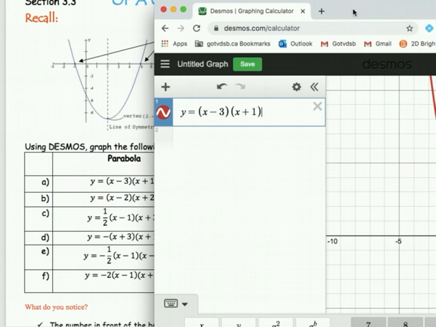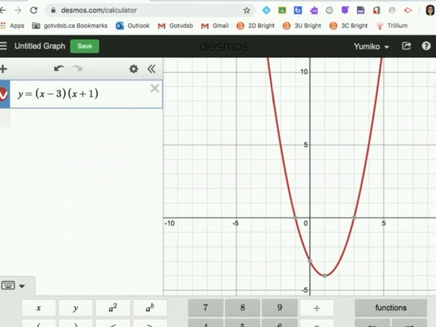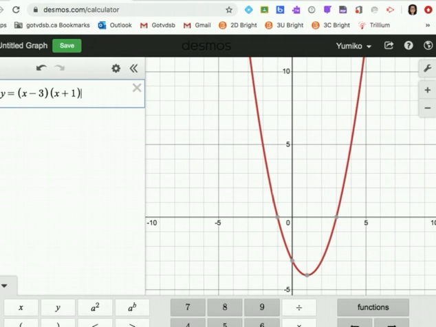Okay, so I quickly wrote in the equation that I have here for A, and then I'm looking at the graph here, and it instantly graphs it for you. So I want you to analyze things like where are the zeros? Okay, so here it is. If you hover over it, it'll tell you -1, 0, okay, 3, 0, and then the vertex here is 1, -4, and then we know that it opens up.